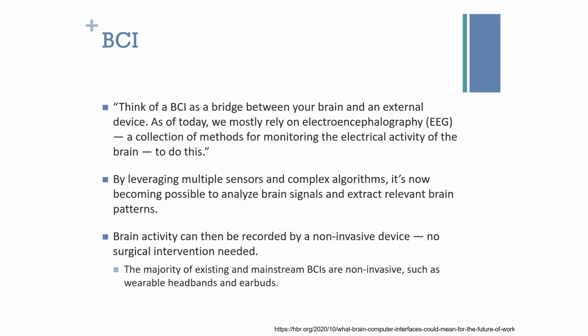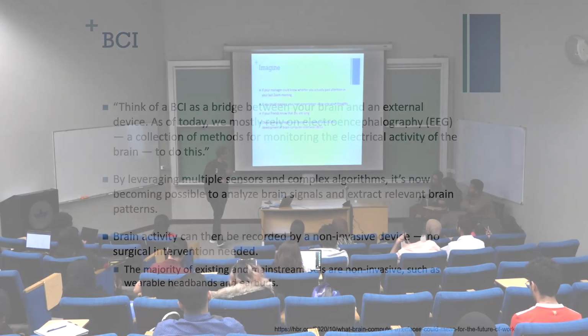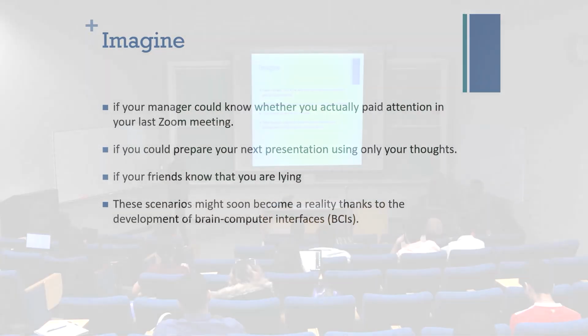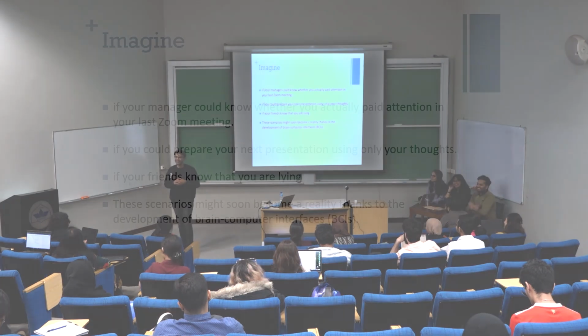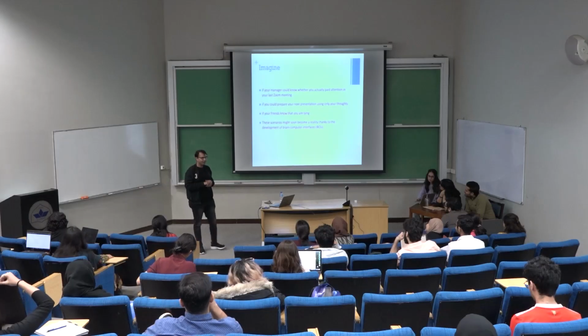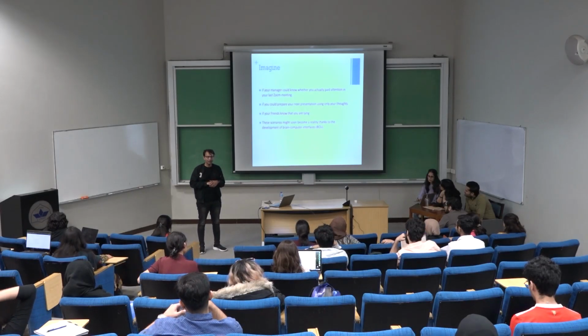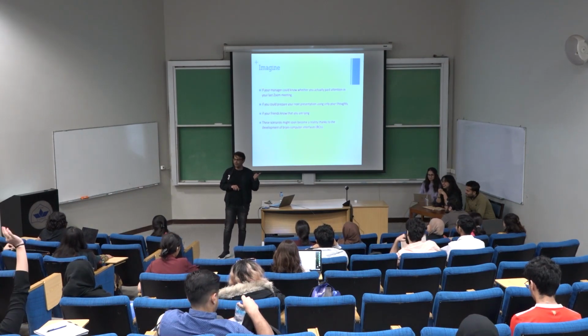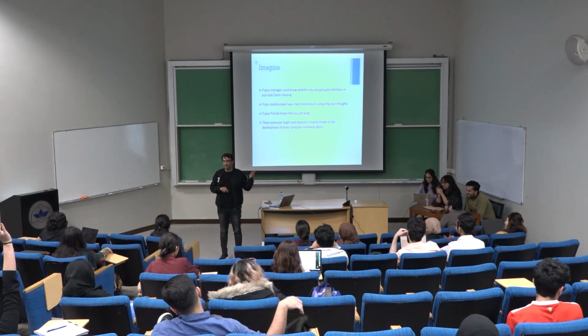And I want to leave you with this question. Imagine if your manager could know whether you actually paid attention in your last Zoom meeting. Imagine if you could prepare your next presentation by using only your thoughts. Imagine if your friend knows that you're lying. And imagine all these scenarios might become reality thanks to BCI. And this will happen, so you're going to live in that world. Either start contributing to it or go to politics and make sure that they don't get access to this. There is no other way.